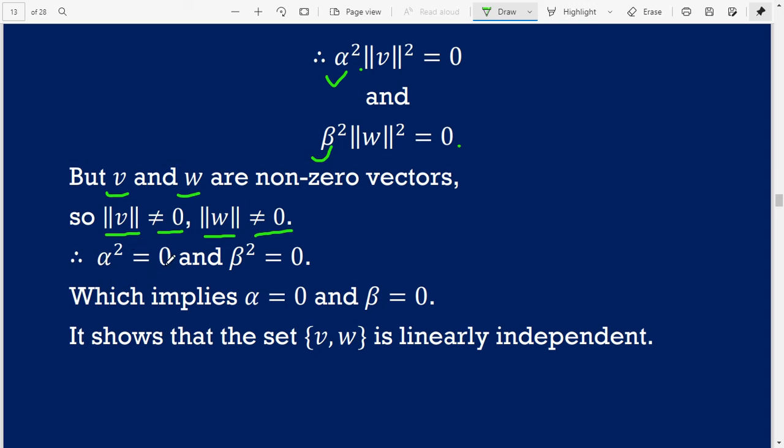So alpha square is equal to 0 and beta square is equal to 0, which implies alpha is equal to 0 and beta is equal to 0. Here alpha and beta both are 0. So this set V and W is linearly independent.